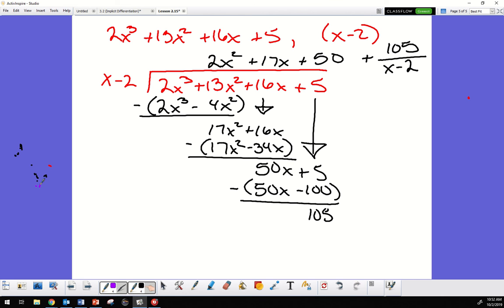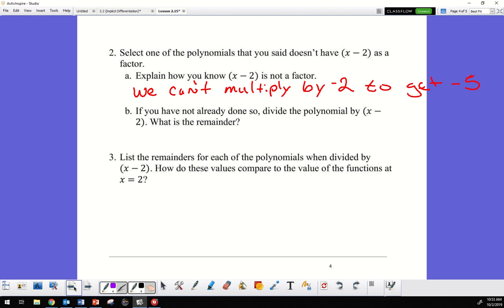So I'm going to go purple on this one. So it's going to be plugging in 2. 2 cubed plus 13, 2 squared plus 16 times 2 plus 5. Is it third one? Yeah, this is still C. List the remainders for each polynomial when divided by this. Okay, how do these compare to the function? So we're plugging in for what we just did. Plug in x equals 2.